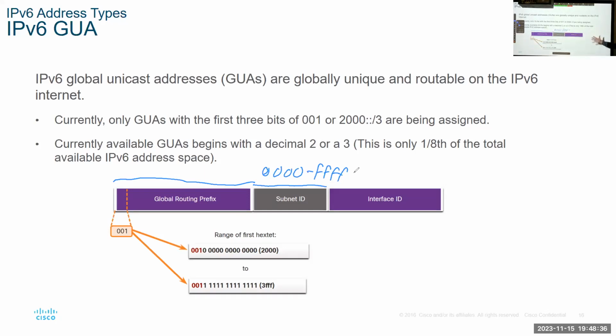So how many subnets can you have? And this applies to just about any organization. So just about any organization can have up to how many subnets? How many does that give you? From 0 to FFFF. It's 2 to the 16th, 16 bits. So 2 to the 16th is 65,536. So 65,000 some subnets. It's a lot of address space.